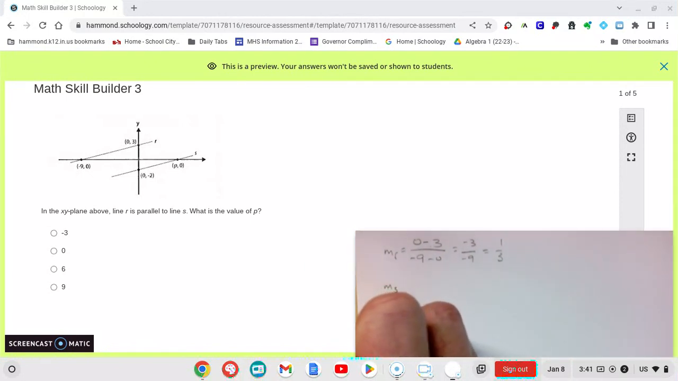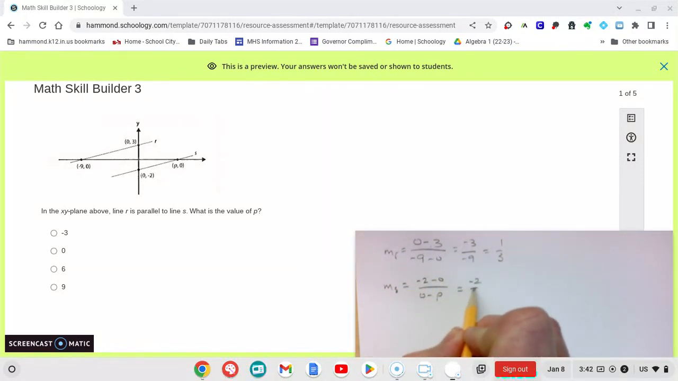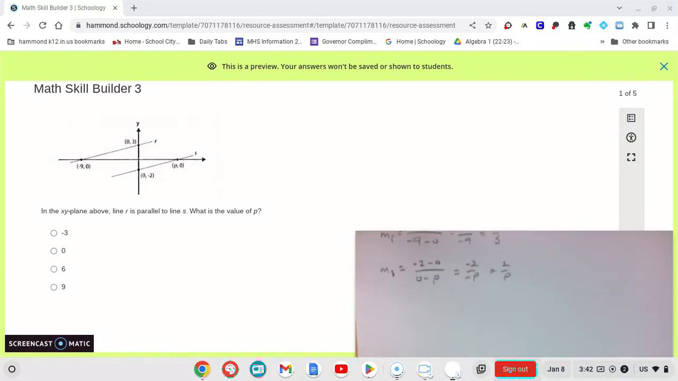So for line S, if I follow that same process, let's work from left to right. So my y's are negative 2 minus 0, and then 0 minus p. So I'm going to have negative 2 over negative p, which is 2 over p. So these two slopes are going to be equal to each other. 1/3 equals 2 over p. I know in any proportion my cross products are equal, so p times 1 equals 2 times 3, which is 6. So that tells me that the value of p in this problem is 6.